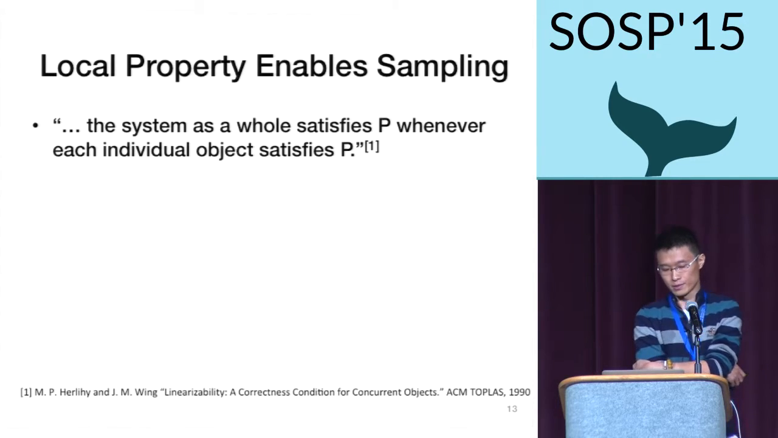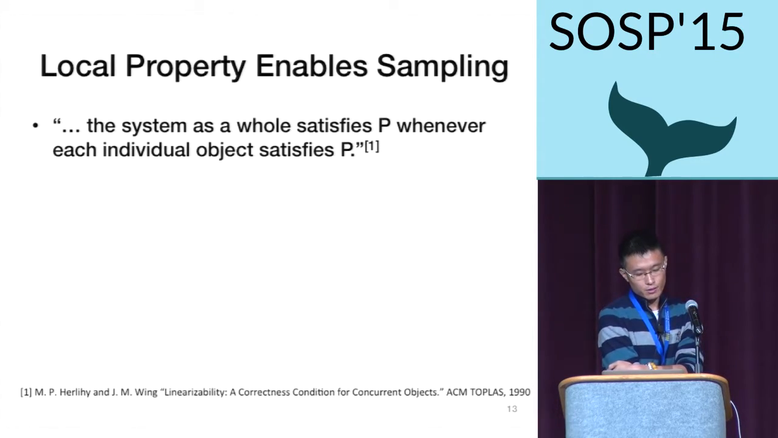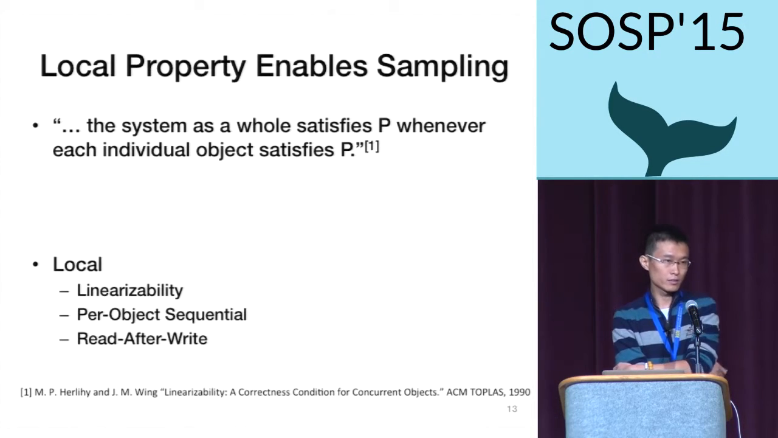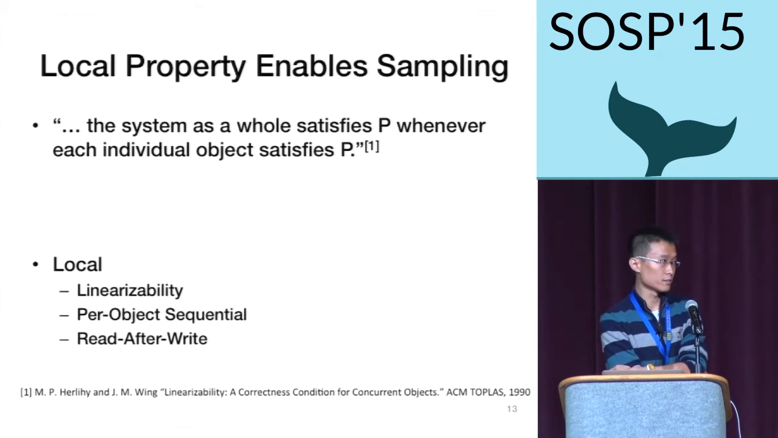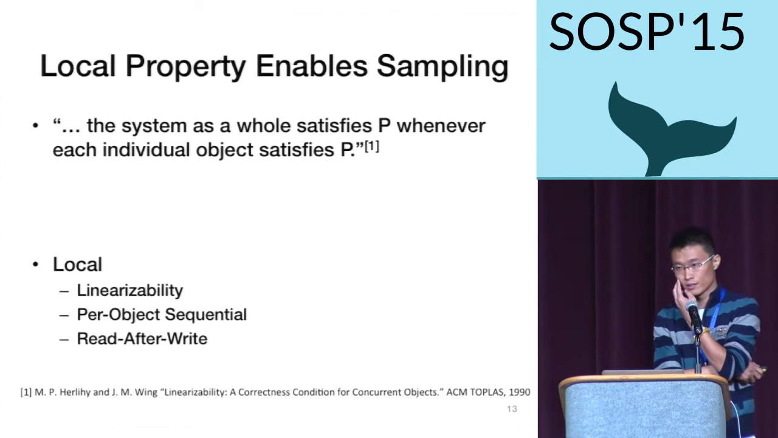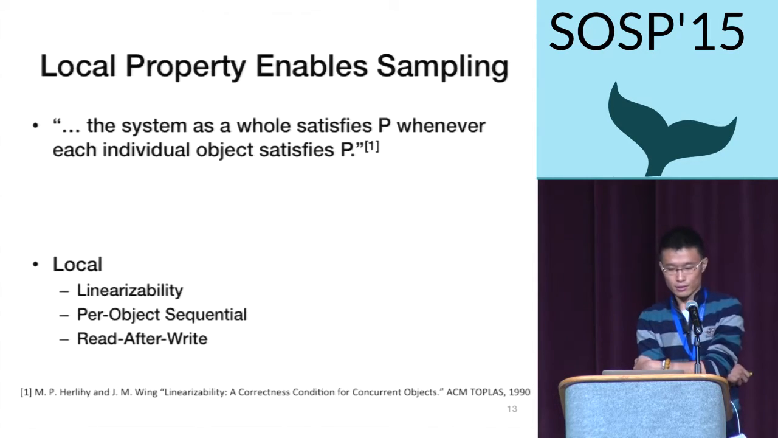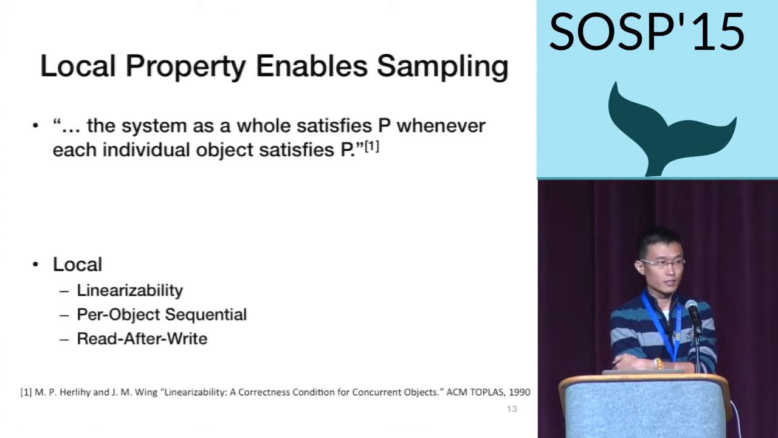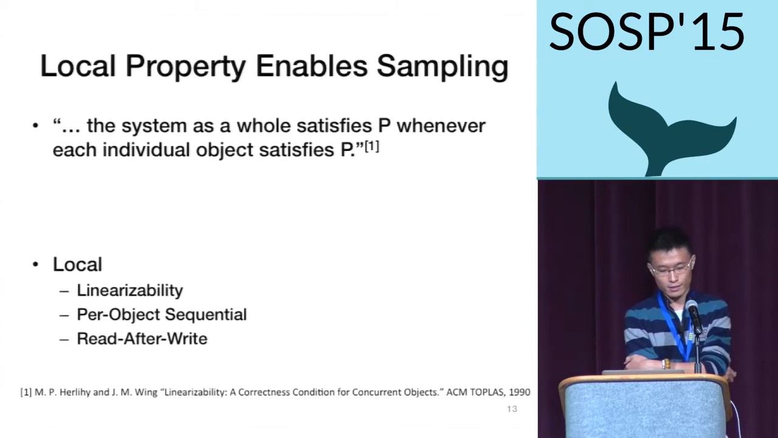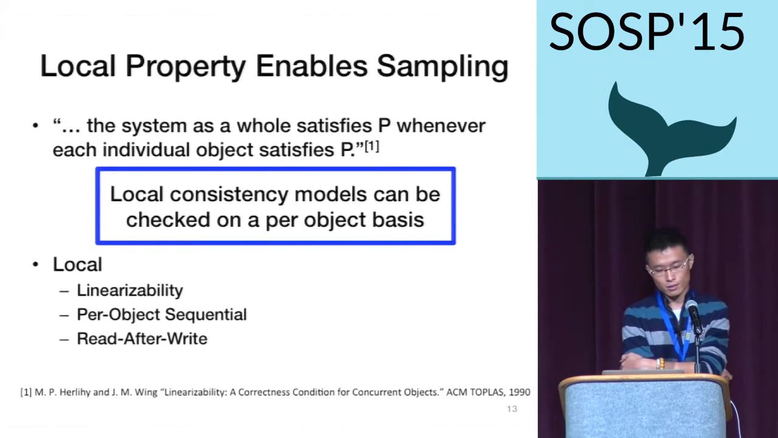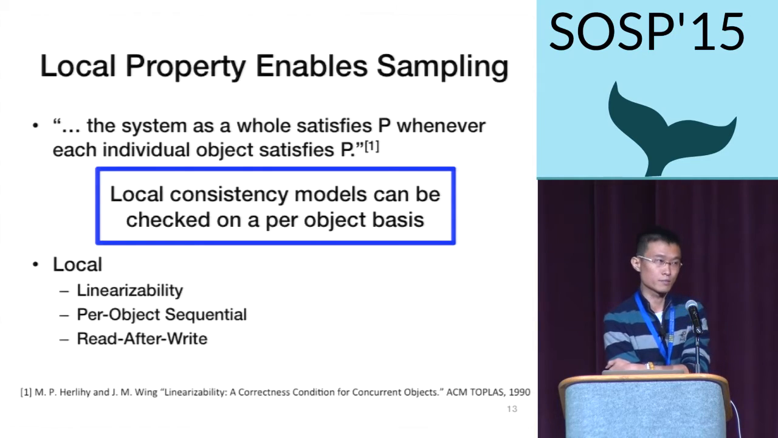Then what is the local property? The local property means the entire system satisfies property P whenever each individual object satisfies P. So some local consistency models include linearizability, per object sequential, and read after write. So if I use linearizability to rephrase the explanation at the top, it would be: the entire system as a whole is linearizable whenever each individual object is linearizable. So this backs up our claim that local consistency models can be checked on a per object basis.